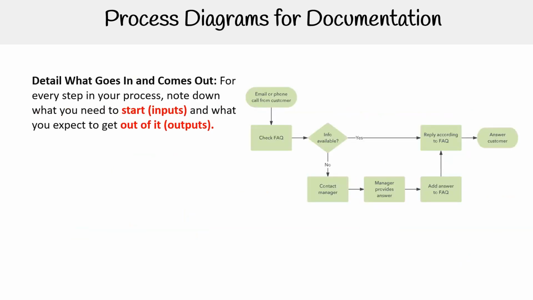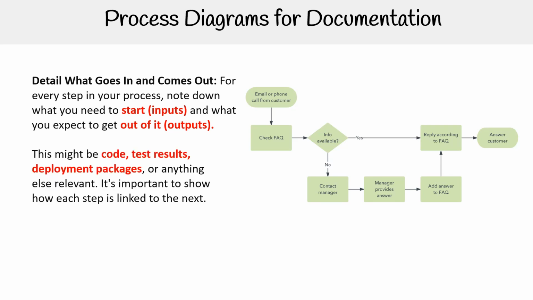Detail what goes in and comes out. For every step in your process, note down what you need to start, which are the inputs, and what you expect to get out of it, which are the outputs. This might be code, test results, deployment packages, or anything else relevant. It's important to show how each step is linked to the next.